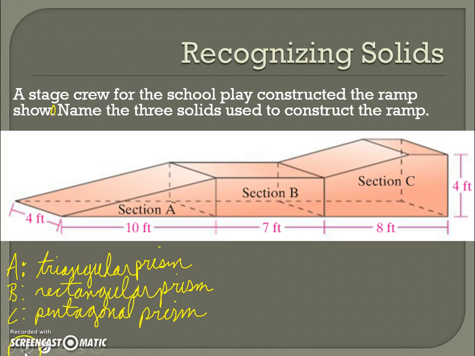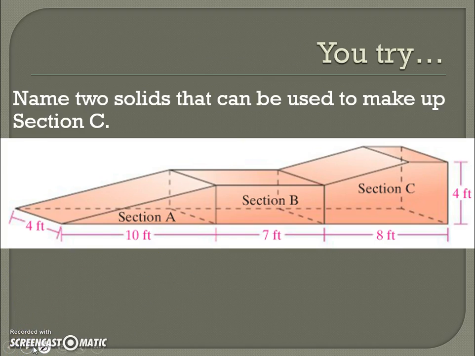And let's keep going. All right, here's one for you to try. It says, name 2 solids that can be used to make up section C. I'm only looking at this. So if I were to divide this up in some way, what could it be? All right, the answer will be up in 3, 2, 1.